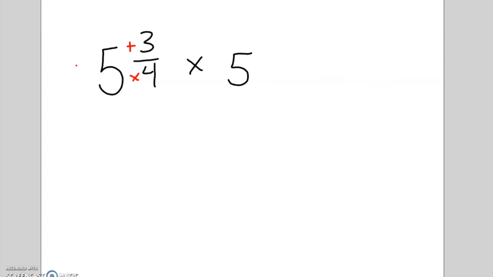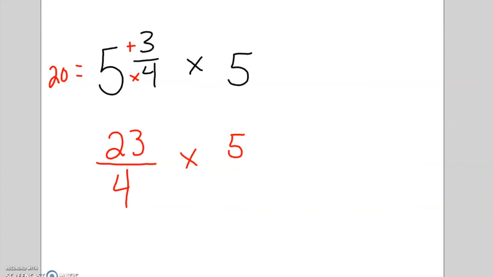So 4 times 5 equals 20. 20 plus 3 is 23. And the bottom stays the same. It always stays the same, right? Okay, so that's the key here. We turn this mixed number into an improper fraction, and then write down 5 over 1.